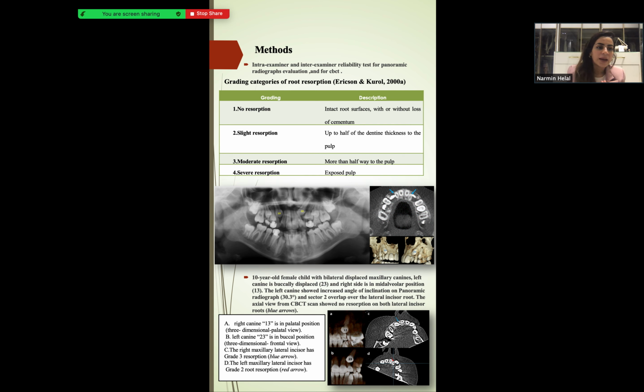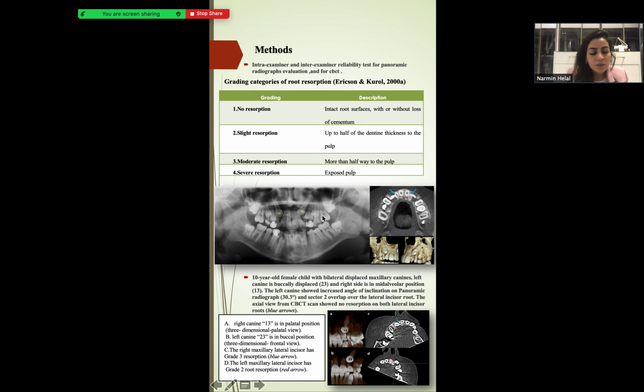We used the grading for root resorption according to Erickson and Curl. When we had an intact root, it was graded as grade 1, or no resorption. When up to half of the root is resorbed, that is considered slight resorption. More than half is considered moderate. Or if we have an exposed pulp, we had severe resorption.